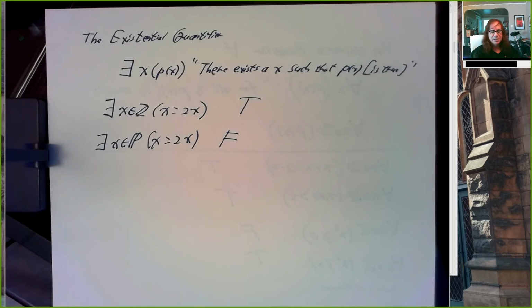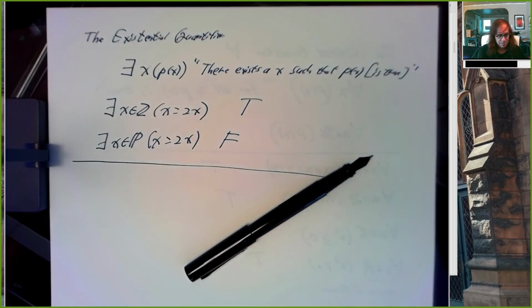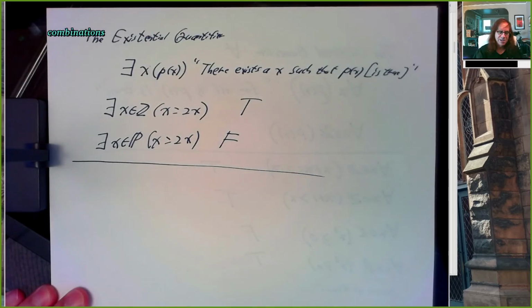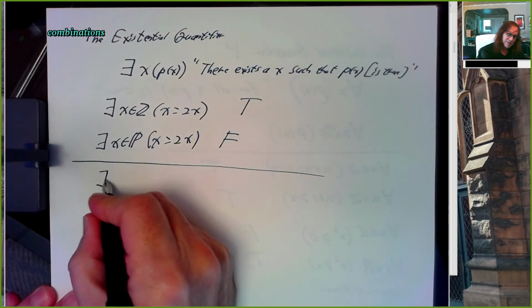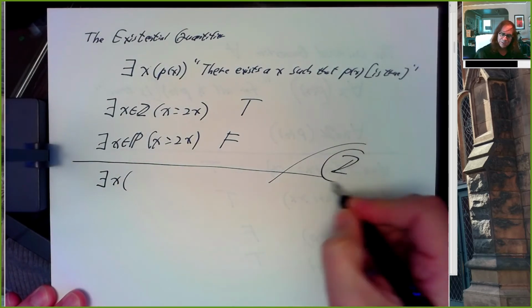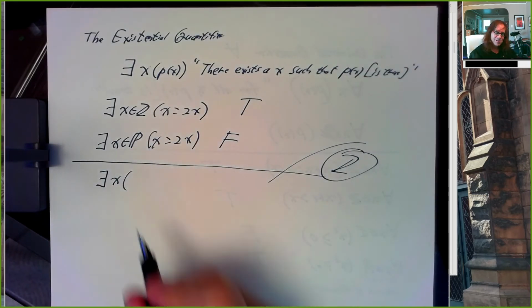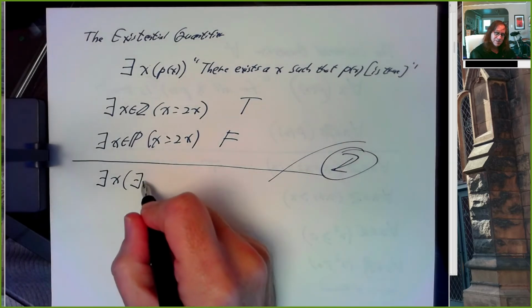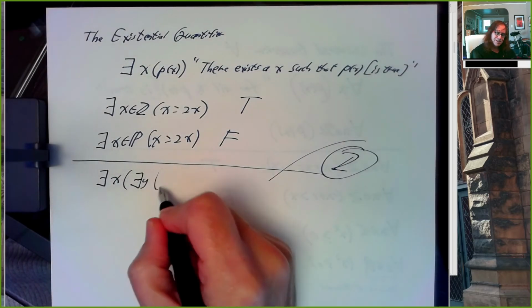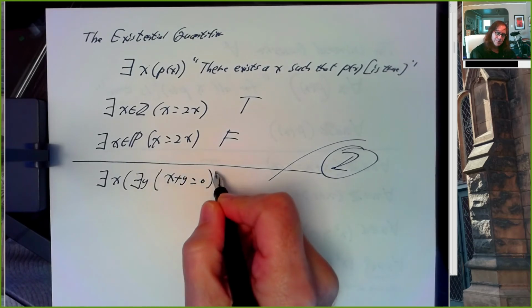And we can combine these. So we can put these together in all kinds of interesting ways. For example, there exists an x. So let me just work over the integers. So I won't list my universe inside here for a moment. I'll just assume we're always working over the integers. So there exists an x such that there exists a y such that x plus y equals 0.